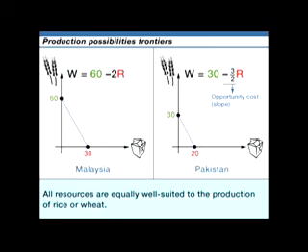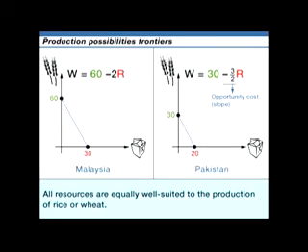Again, notice in Pakistan's case, we have the production possibilities frontier being a straight line, indicating that all resources being used in Pakistan are equally well suited to the production of rice or wheat. So here we have our situation. Here are Malaysia's production possibilities, and here are Pakistan's production possibilities.